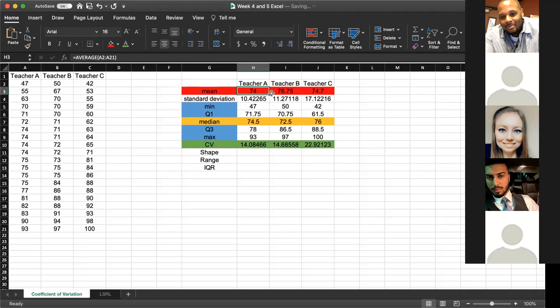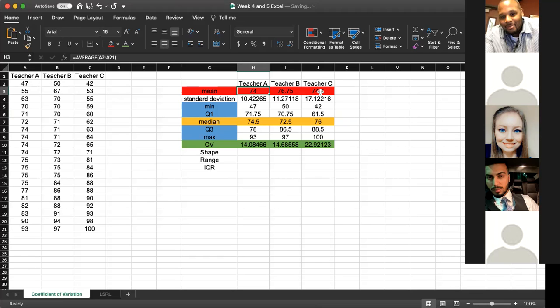So how does it know what you want? That's a good question. I don't know how Excel knows, but Excel knows that when I do teacher A right here, if I drag it across, it's going to do teacher B here and teacher C here. I don't know how Excel knows that, but it knows.